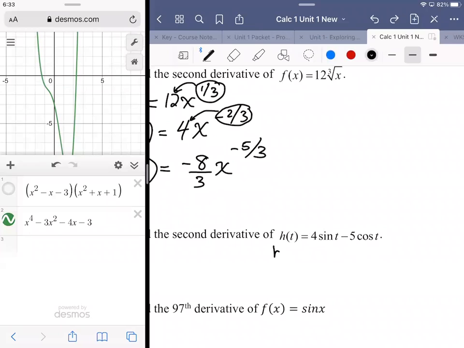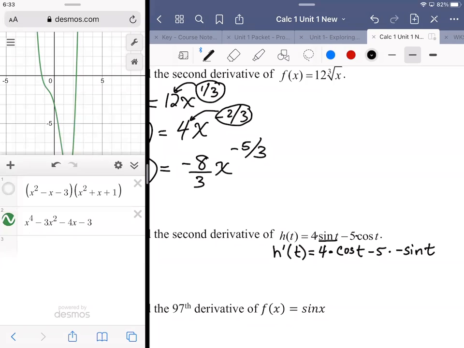So h prime of t: hang on to the 4, take the derivative of the parent function sine separately, which becomes cosine of t, then hang on to your constant multiple of -5, and then take the derivative of the cosine function. Cosine of t has a derivative of negative sine of t.